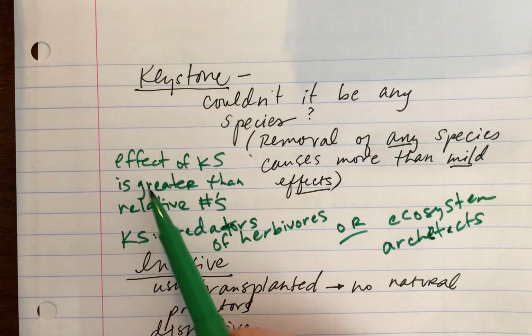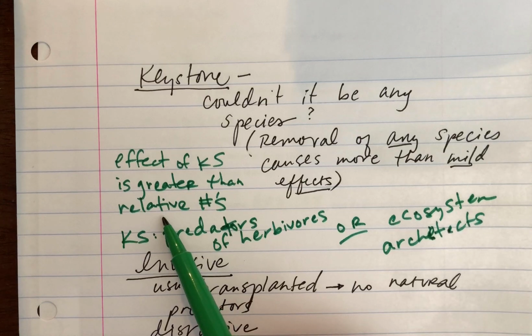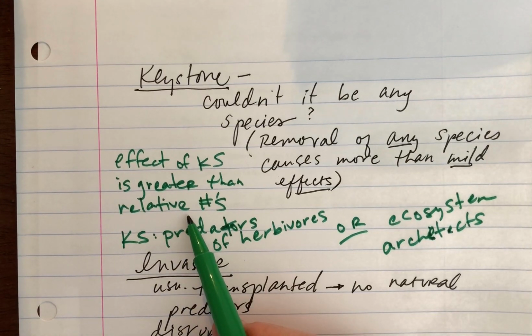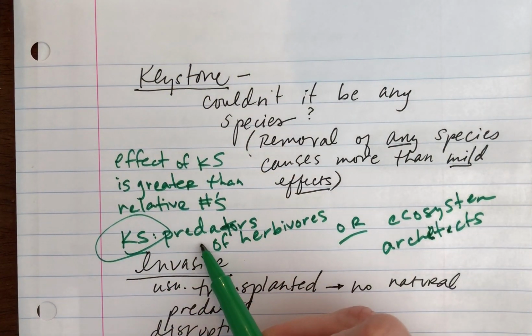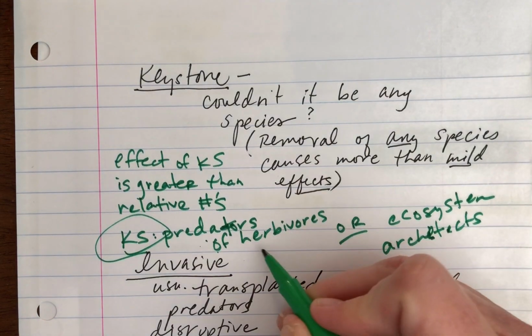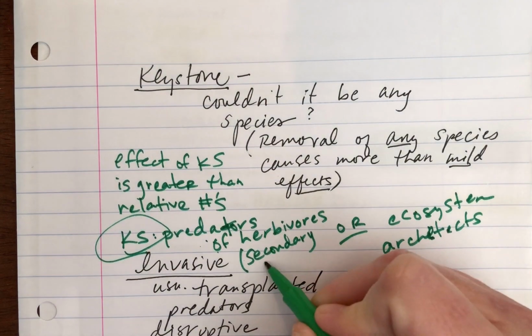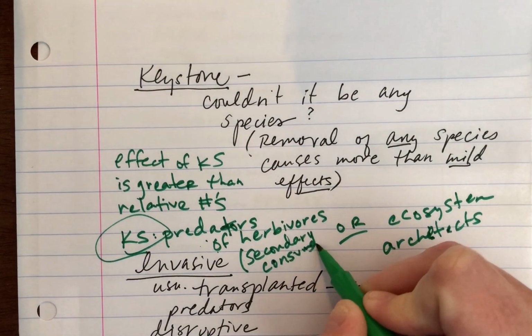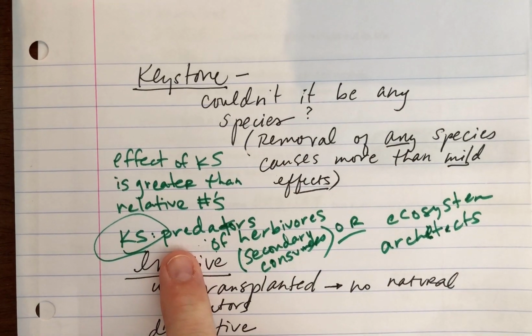So the effect of the keystone species is going to be greater than one would expect given their low population size. The keystone species is going to greatly change the layout of an ecosystem if it's removed. And the examples of keystone species are either predators of herbivores, so that would be like primary consumers. No. Secondary consumers. Because duh, the herbivores are primary consumers. Or ecosystem architects.